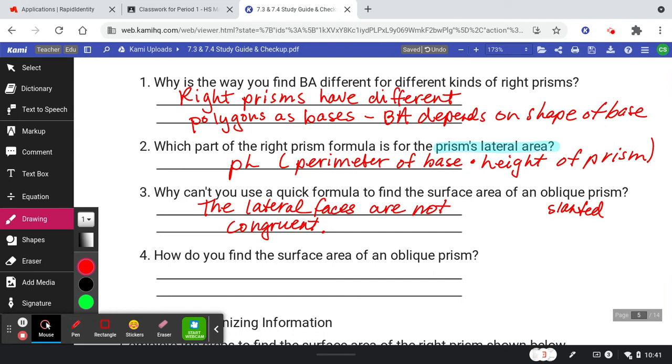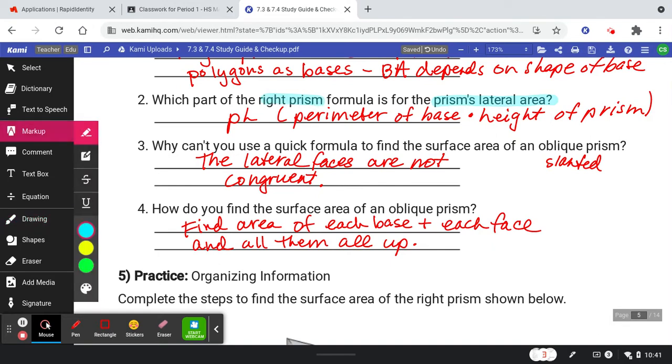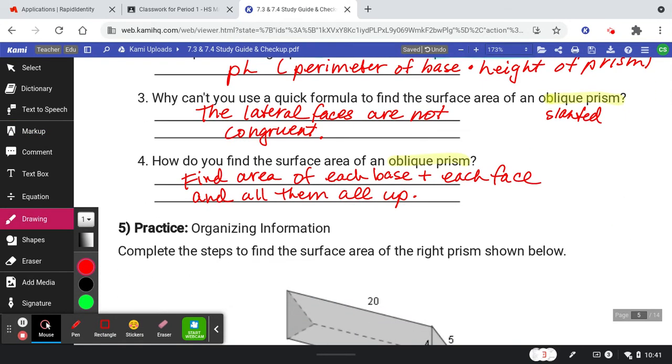How do you find the surface area of an oblique prism then, if we can't use the shortcut for it? You need to find the area of each base and each face, because they're all irregular sizes, and then sum them all up. So when it's oblique, when it's not a right prism, you can't use the shortcut formula. You have to do all the different faces and bases and add them up.